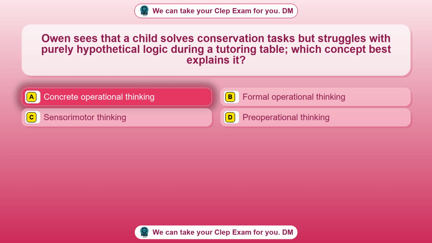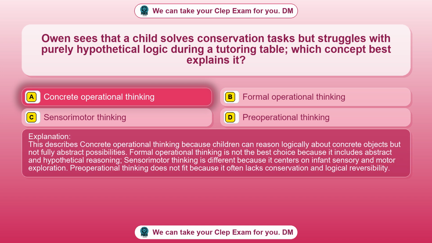Concrete operational thinking. This describes concrete operational thinking because children can reason logically about concrete objects but not fully abstract possibilities. Formal operational thinking is not the best choice because it includes abstract and hypothetical reasoning. Sensorimotor thinking is different because it centers on infant sensory and motor exploration. Pre-operational thinking does not fit because it often lacks conservation and logical reversibility.